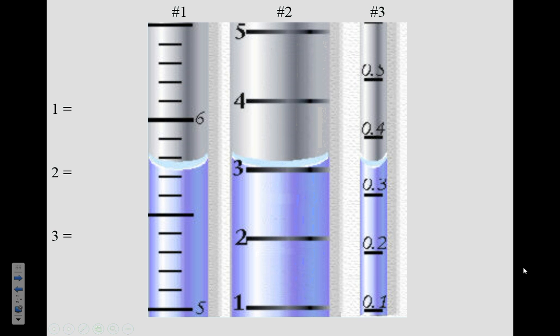Okay, first one, graduated cylinder number 1. Well, it says a 5 and a 6, and there's 10 divisions in between, so we're back to tenths again. So this reads to the nearest tenths, which means I can estimate to the hundredth. So I should be going to 2 decimal places whenever I use this graduated cylinder. Now I look at the very bottom of the dip. Now it is between the 0.7 and the 0.8, but it's lower than halfway.